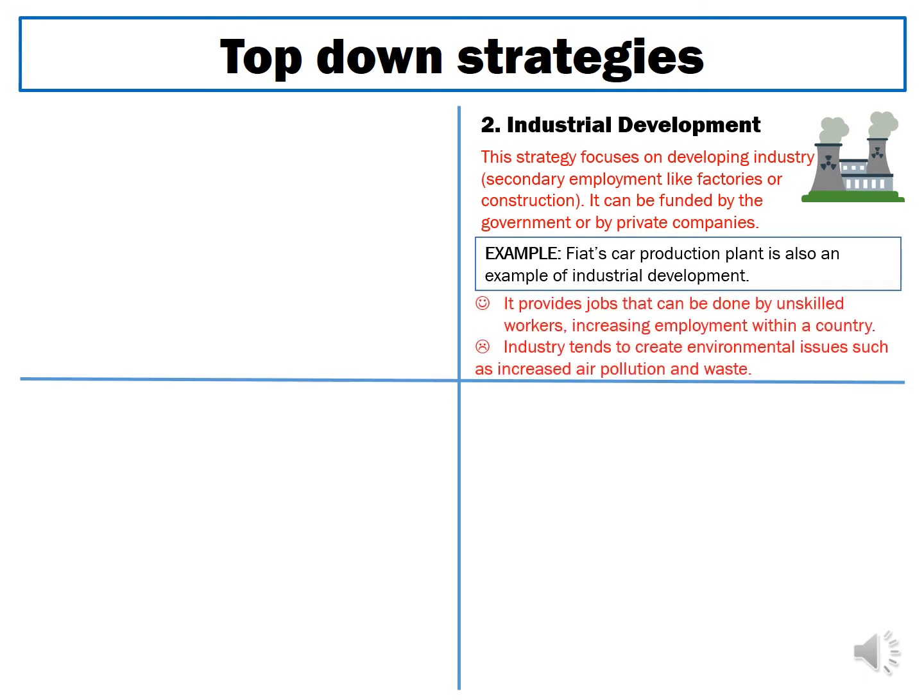An advantage of industrial development is it provides jobs that can be done by unskilled workers, which will lead to an increase in employment within a country. So it means that more people will have jobs. And this is particularly useful in countries where education hasn't been rolled out across the whole country. So it means that you can increase employment without having to increase education at exactly the same rate.